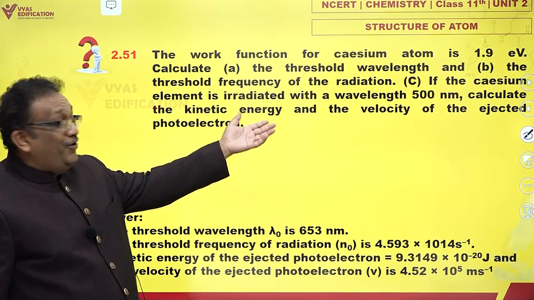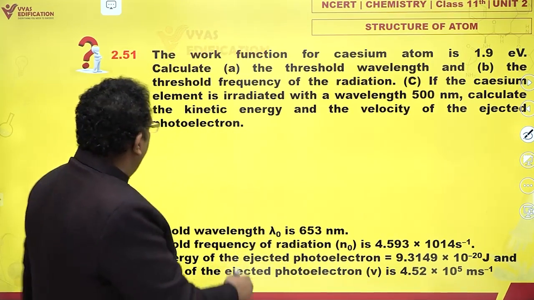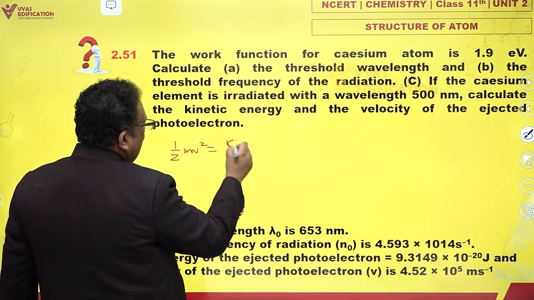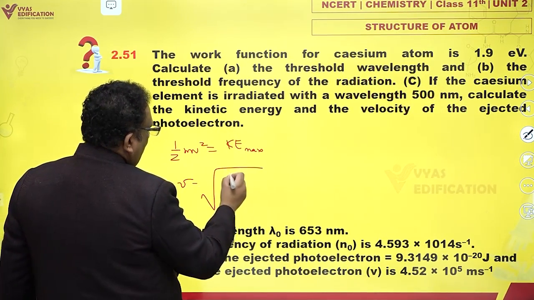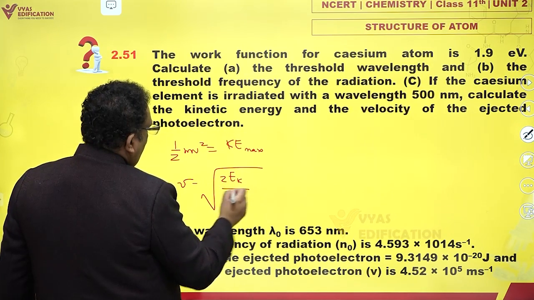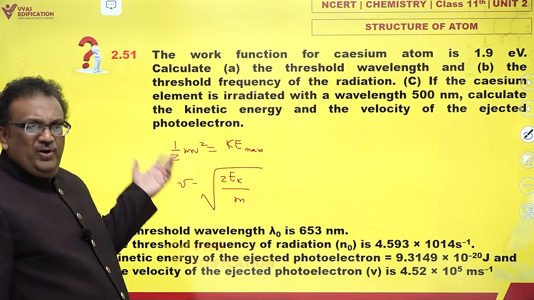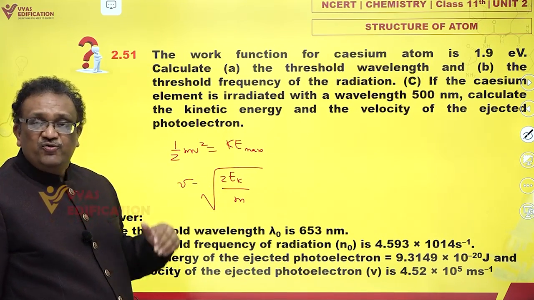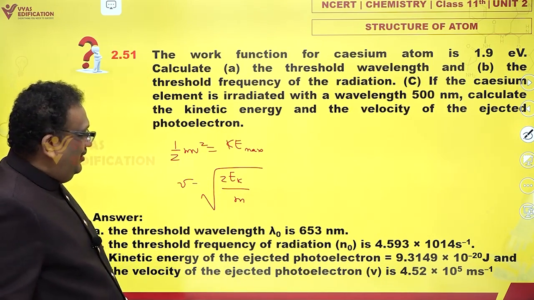Lastly, we have to find the velocity of the ejected photoelectron. Wow, how do we find that? Very easy. Half mv square is KE max. So v is the square root of kinetic energy into 2 by m. Right? We know the kinetic energy, 9.3 into 10 minus 20 joules, into 2 by the mass of electron, which is 9.1 into 10 minus 31 kg. Substitute, calculate and get the answer.